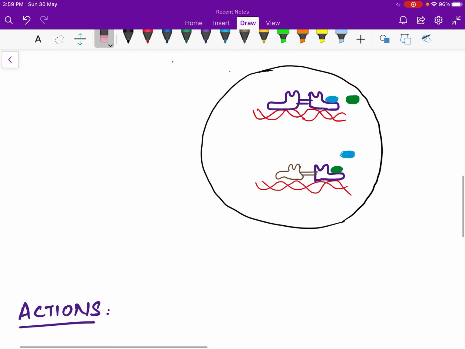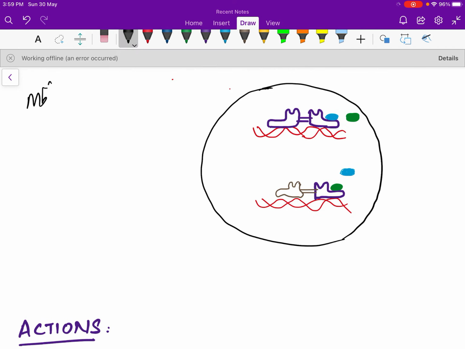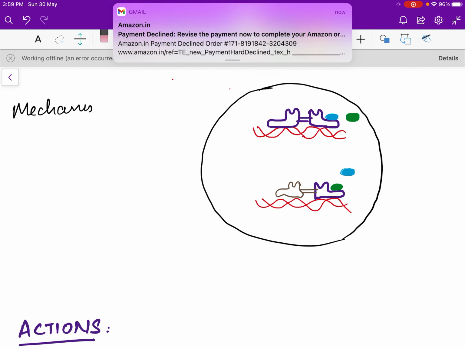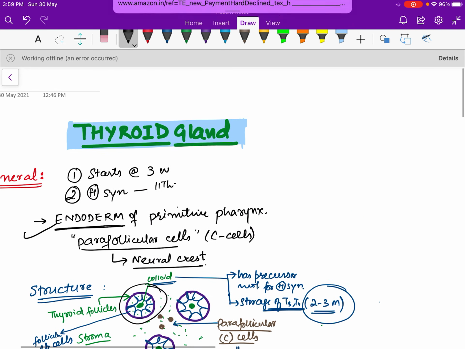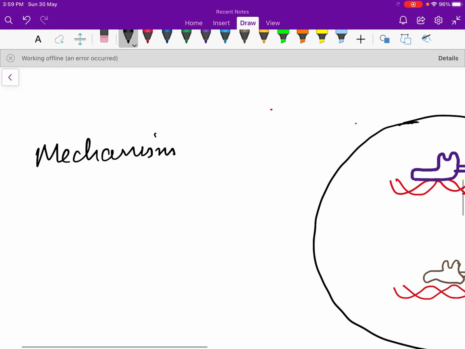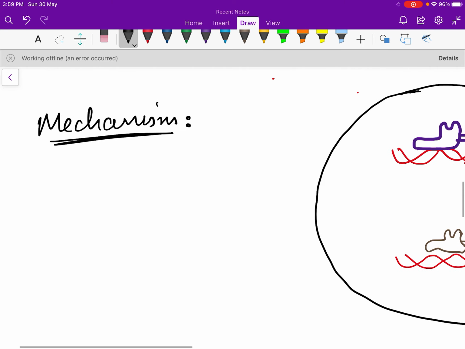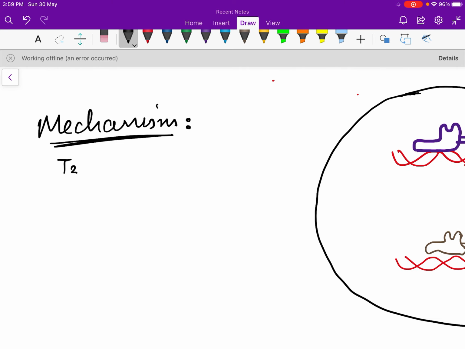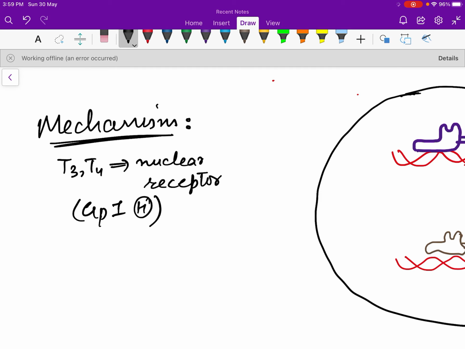As we discussed in the general hormones lecture, thyroid hormones T3 and T4 have nuclear receptors. That means they are group 1 hormones and they have type 1 receptors, that is, nuclear receptors.